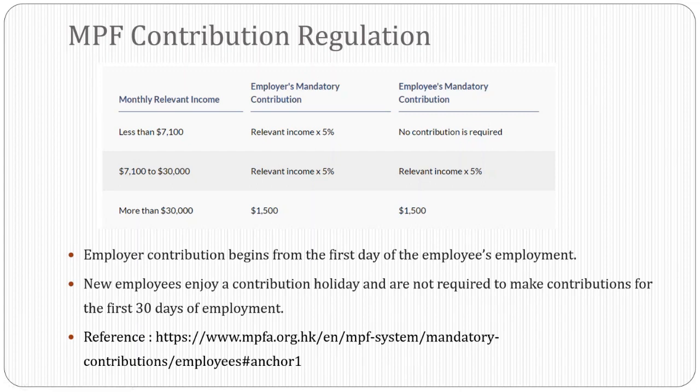The relevant income is those pay elements set up as MPF payable. If the total amount is between 7,100 and 30,000, then the contribution rate will be 5% for employer and another 5% for employee. And if the relevant income is more than 30,000, the maximum cap is 30,000. So 5% of 30,000 is 1,500 for each of employer and employee.